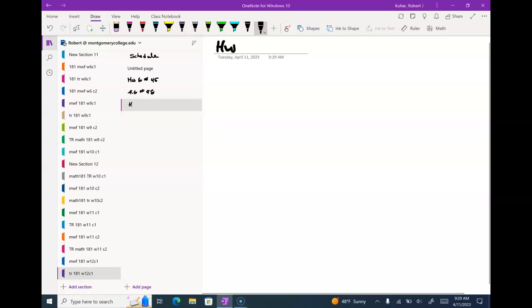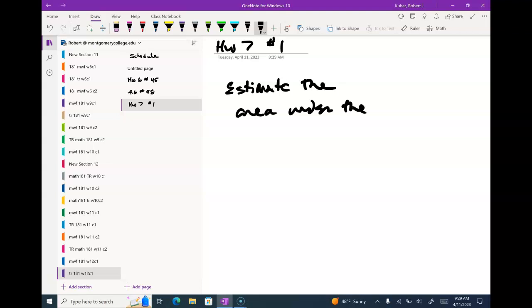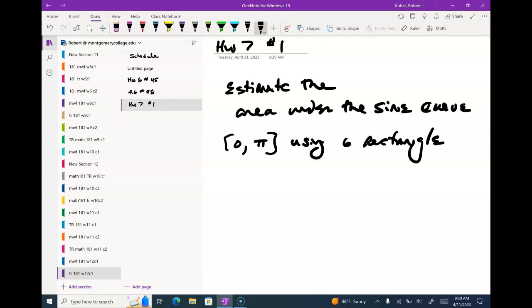We're talking about homework 7, number 1. I had asked you to estimate the area under the sine curve from 0 to pi using 6 rectangles. Now we had done this area from 0 to pi of sine x dx, and we got 2, right?